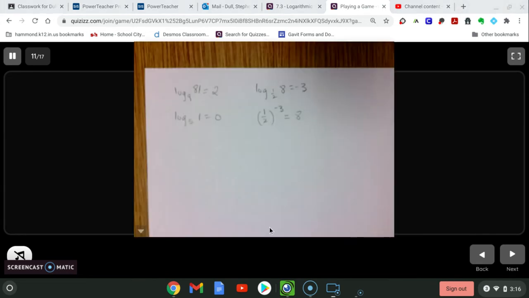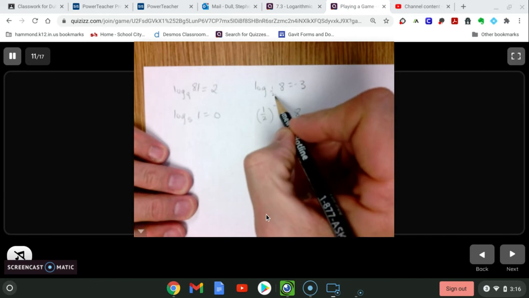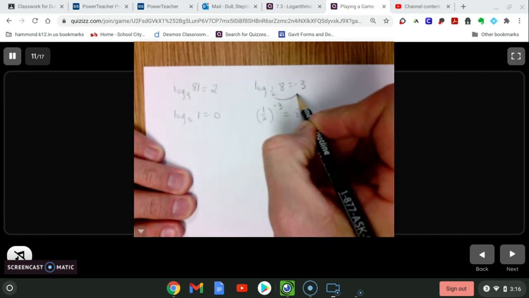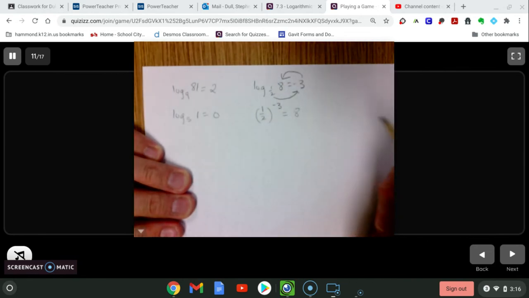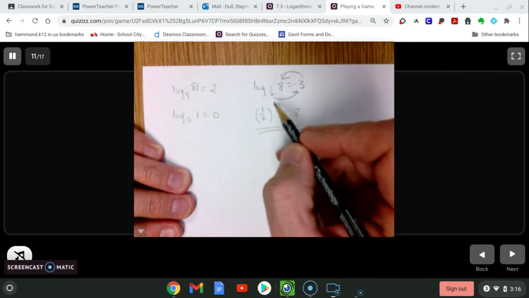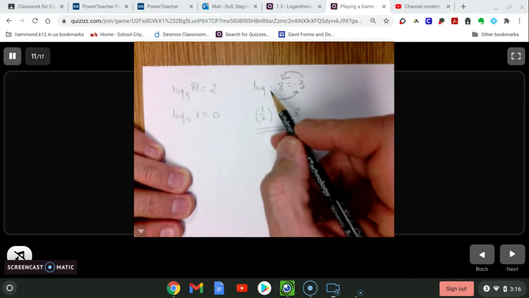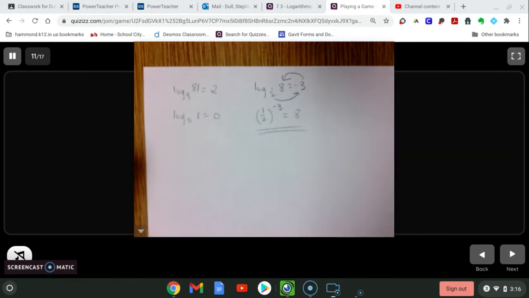So let's go back and take a look at what would happen in this case right here. 1/2 to the negative 3 is equal to 8. Right? So once we start seeing that loop, it's really getting a lot easier to translate from this to this, especially when this is a little bit ugly.